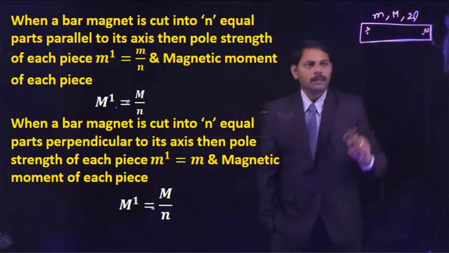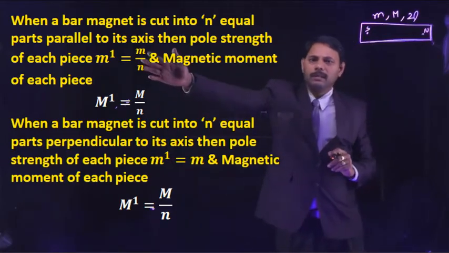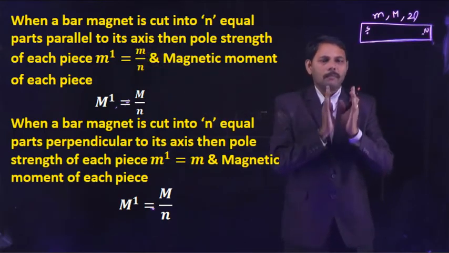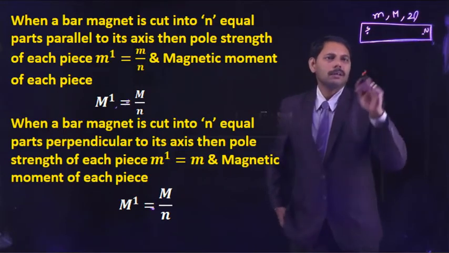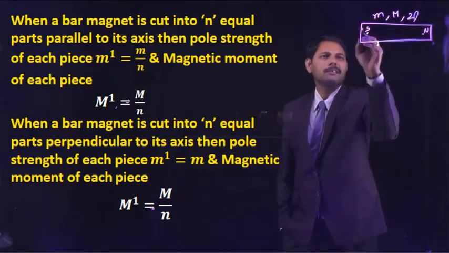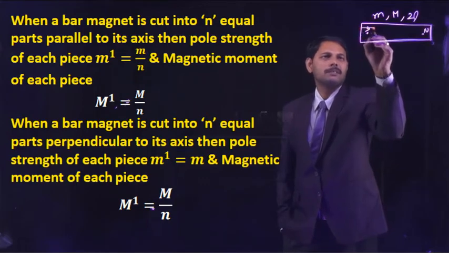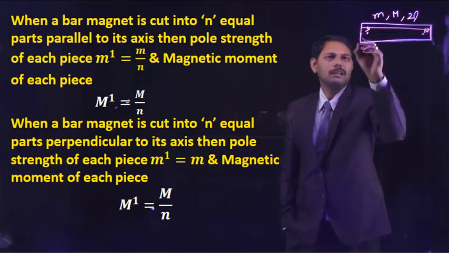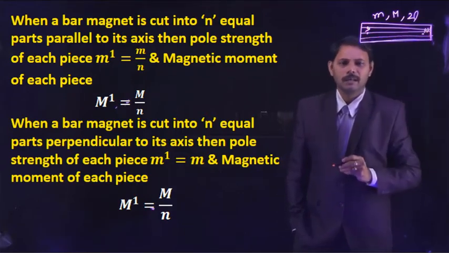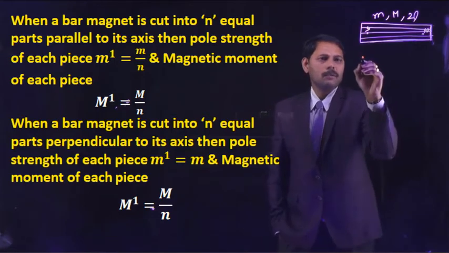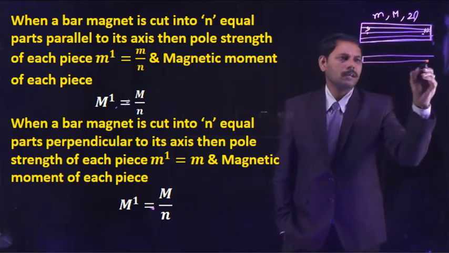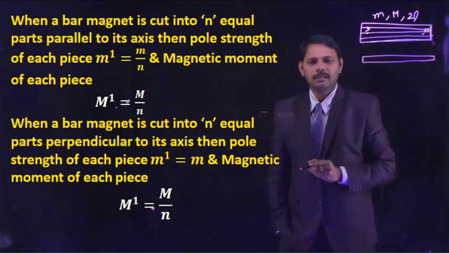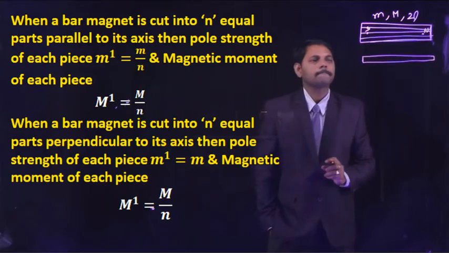Now, in the first example, a magnet is cut into unequal parts parallel to its axis. Let us look into this change. Like this, the magnet is cut into unequal parts parallel to its length. Now consider one part of the magnet.